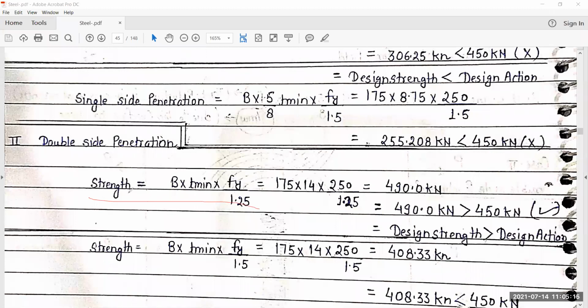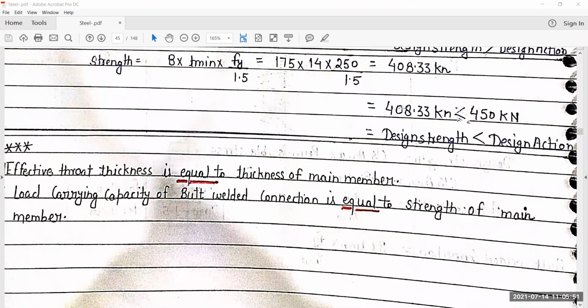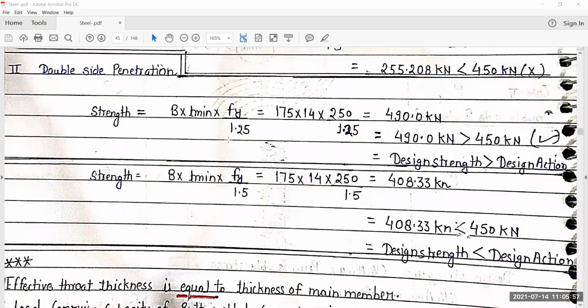Sustained, and the values getting the result 1.25 of 490. 490 is greater than the 450 kilonewton, okay. Design action strength is greater than or equal to b into t, minimum alpha upon 1.5, equal to 125 into 48 upon 1.5. Then you get the result 280 into 3. First we solve the question.